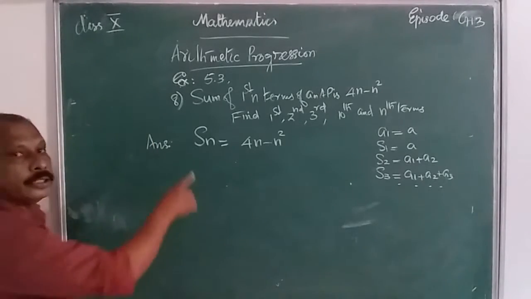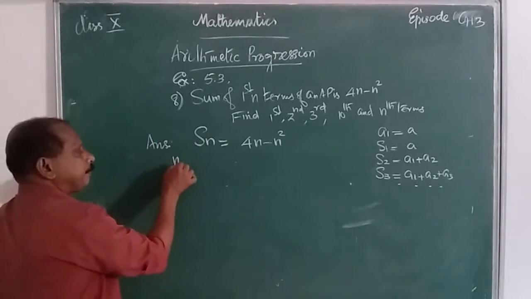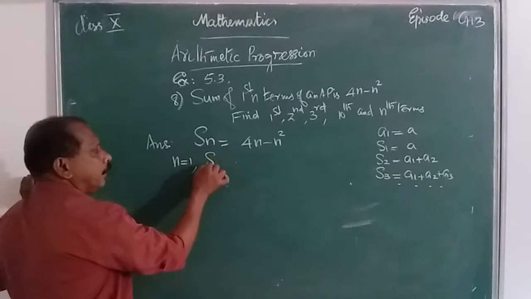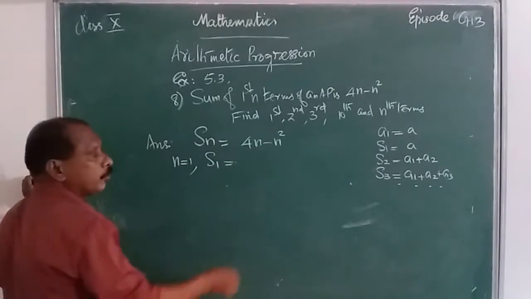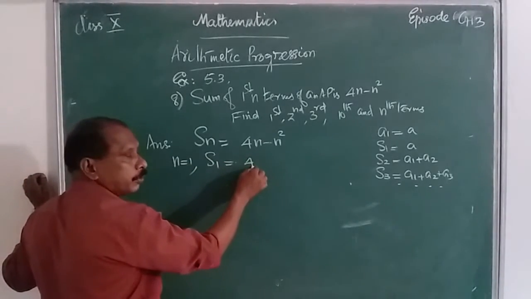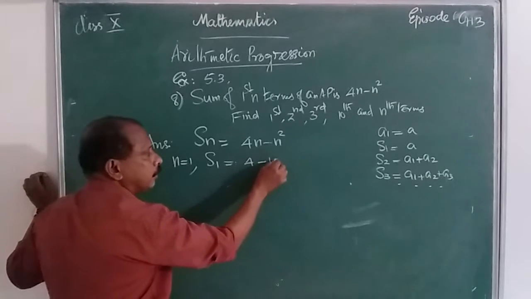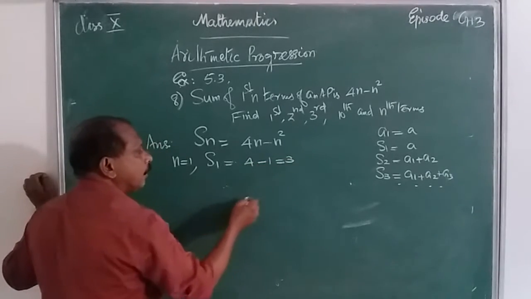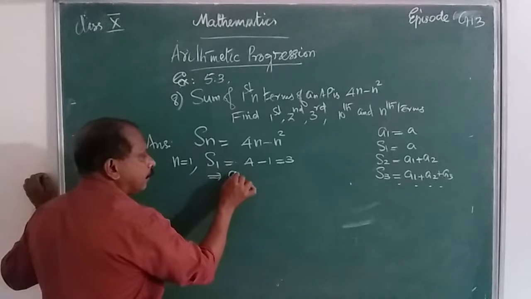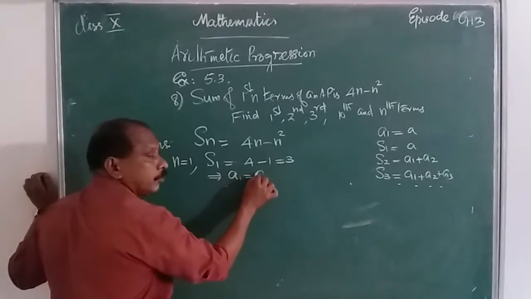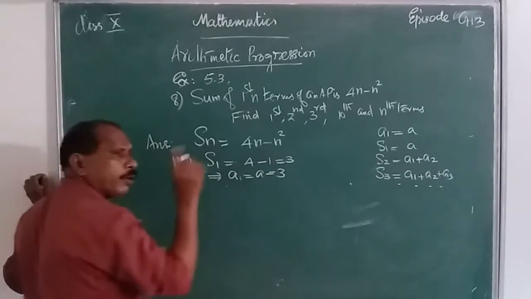Therefore, n is equal to 1. S1 is equal to 4 into 1, 4, minus 1 square, 1, is equal to 3, which implies that A1 is equal to a is equal to 3. That is the sum of one term.